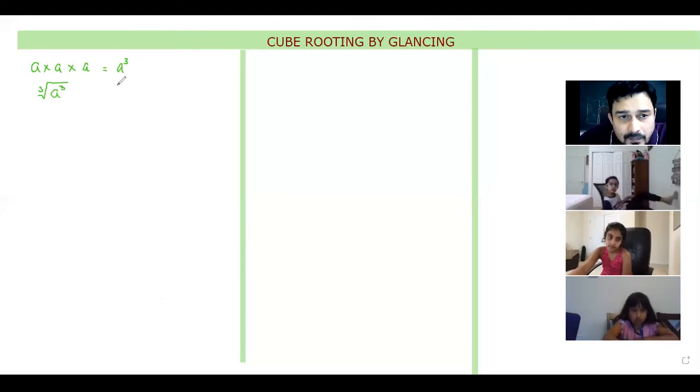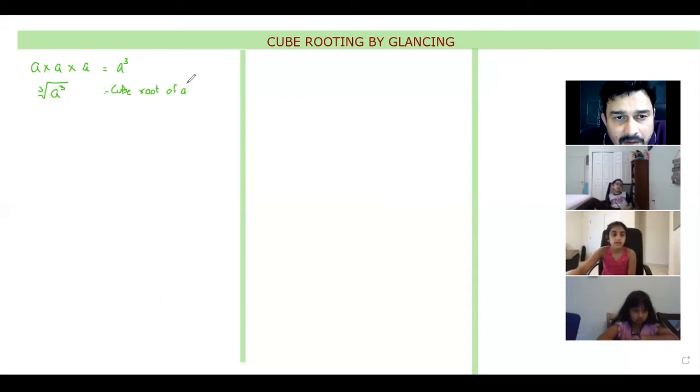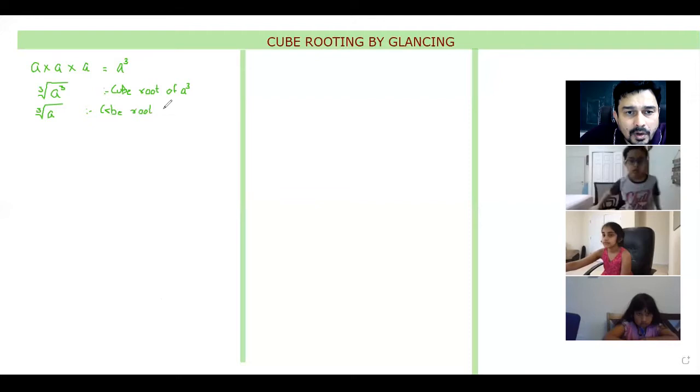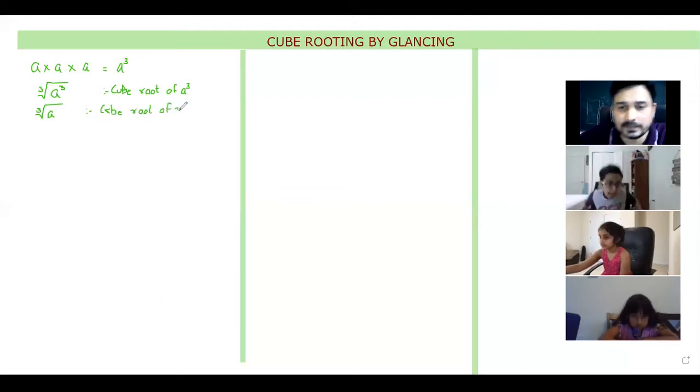Let's take an example of 9. When we multiply 9 by 9, we get 81. When we do 81 times 9, we get 729. So the cube root of 729 is 9. This is read as cube root of a. Right?